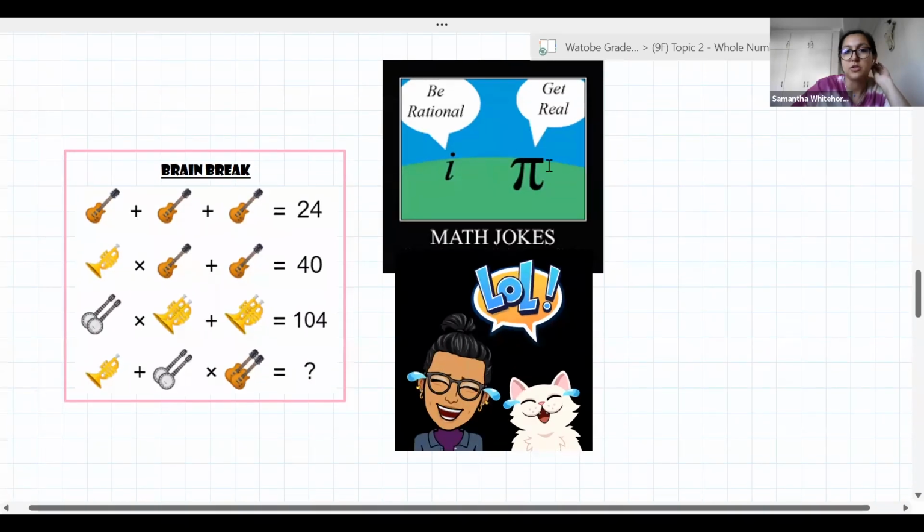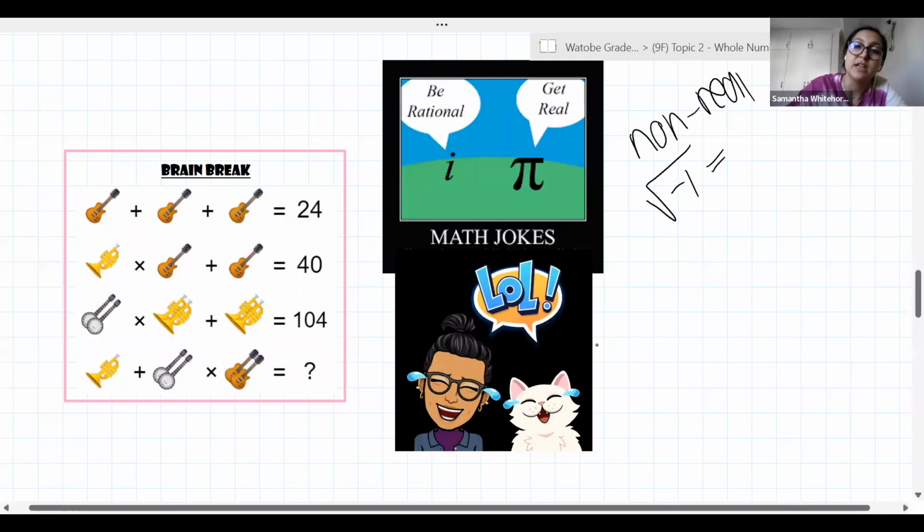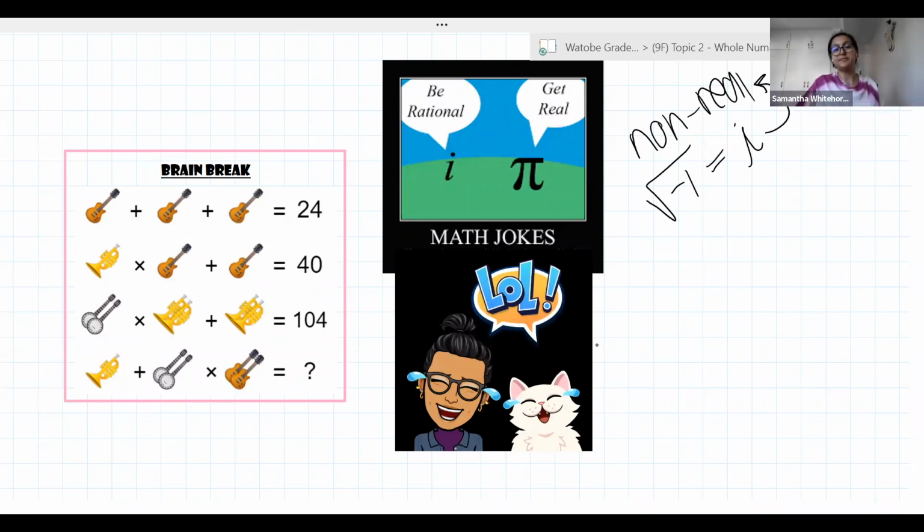I hope you enjoy my math joke because I tried really hard to find one that had something to do with the number system. I don't know if anyone remembers when we did chat about numbers, I told you that there was a whole other number system where we work with non-real numbers. Now, if you type on your calculator the square root of -1, your calculator gives you a math error. And the square root of -1 is actually i. And i is one of our more famous non-real numbers. So that's why this i is being told to get real, because it's a non-real number.